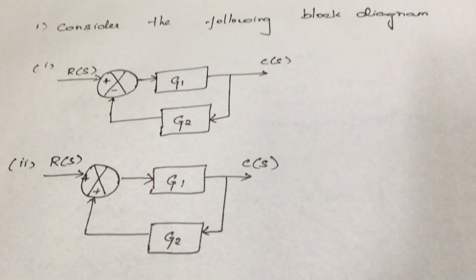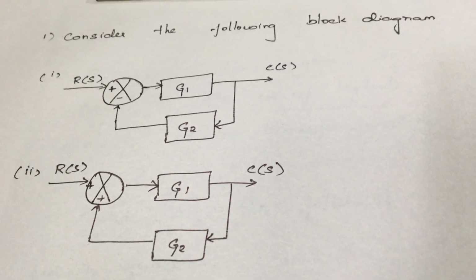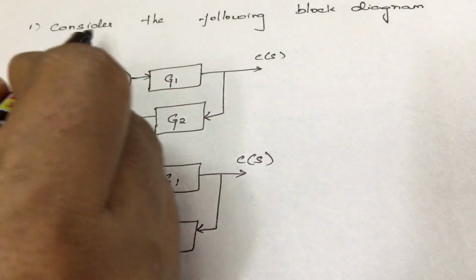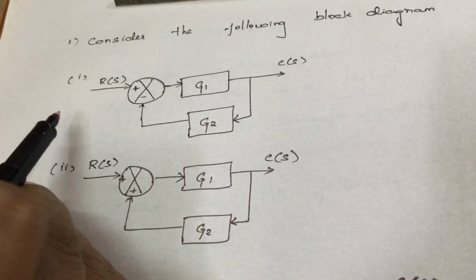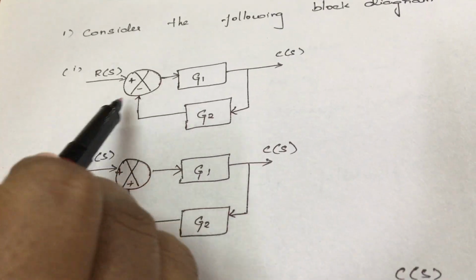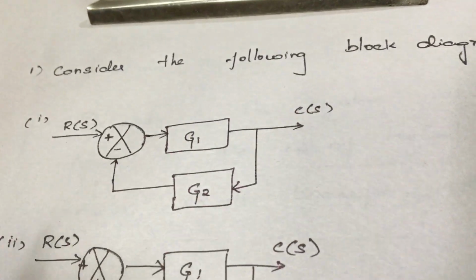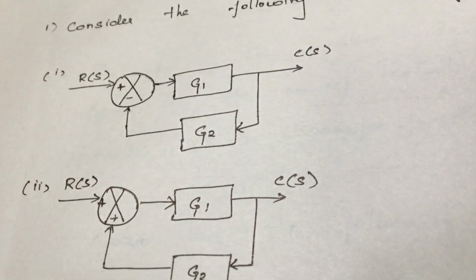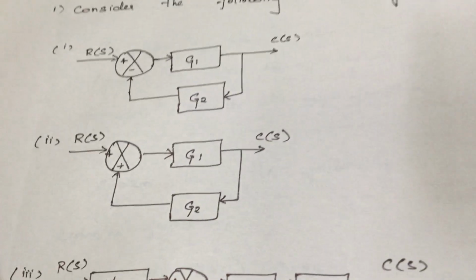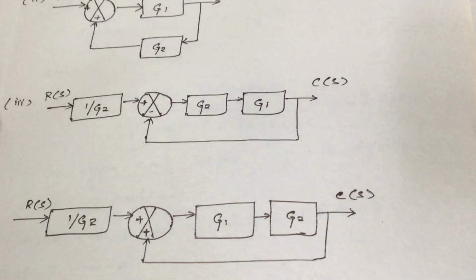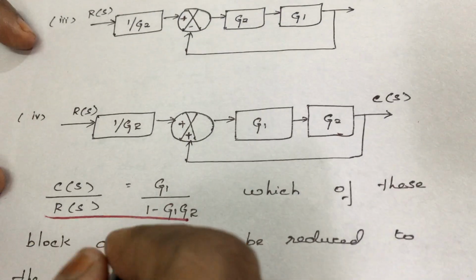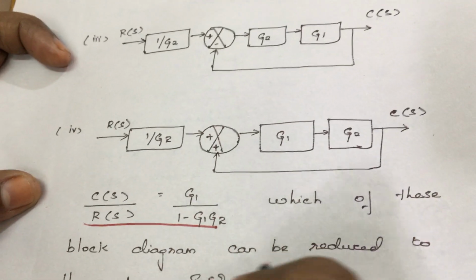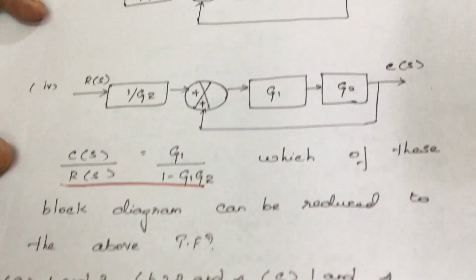Let us see some more MCQs in the case of block diagram reduction. So, this is the first question. Consider the following block diagram, right? In the block diagram, we have some options. Option number 1, in the summing point, we have plus and minus. Option number 2, there is plus and plus. Option number 3, there is plus minus. And option number 4, plus and plus, right? And this is the transfer function obtained from the block diagram. Which of these block diagrams can be reduced to the above transfer function?